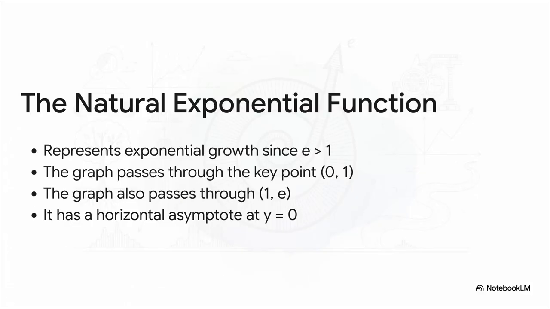Okay, this is where E really gets to shine, as the base of the natural exponential function, e to the x. Since E is bigger than 1, this thing is the poster child for pure, continuous growth. And all its graphs have a few things in common. See that point (0, 1)? They always go through there. And on the left side, the graph gets super close to the x-axis, but never actually touches it. We call that line a horizontal asymptote.